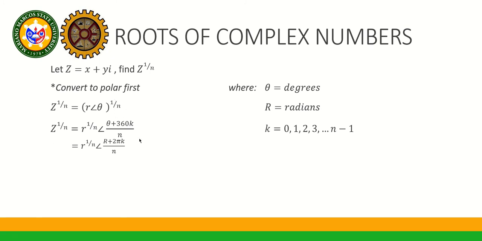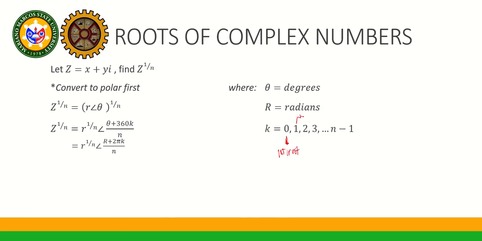Okay, so the formula we will follow will be z raised to 1 over n is equal to r raised to 1 over n angle theta plus 360k over n for degrees. And for radians naman, we have add lang natin si 2 pi k. Okay? So, theta is in degrees, r is in radians, and k is equal to 0, 1, 2, 3 until n minus 1. Okay, so take note that when k is equal to 0, this is the first root or the principal root. Okay?